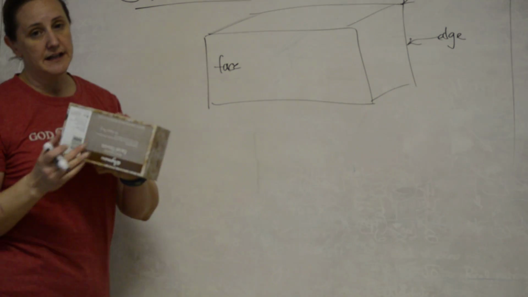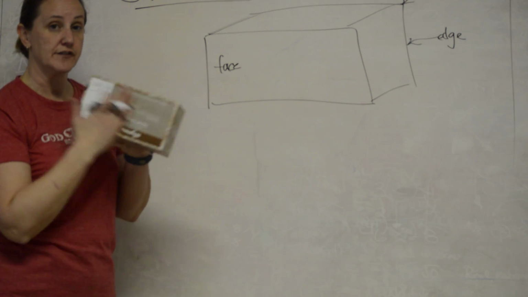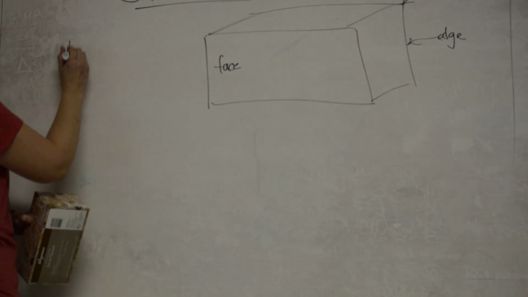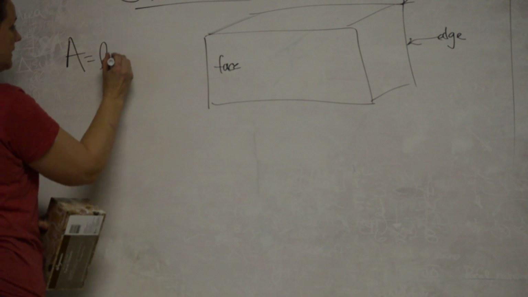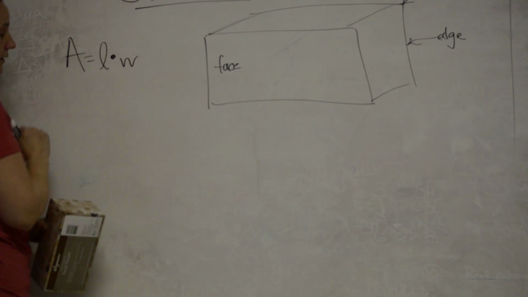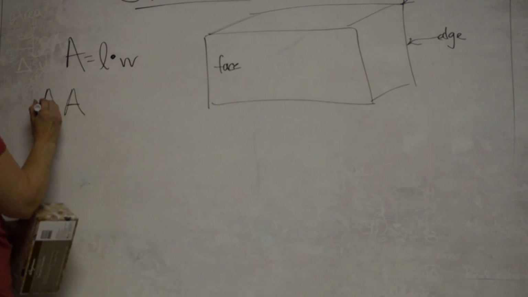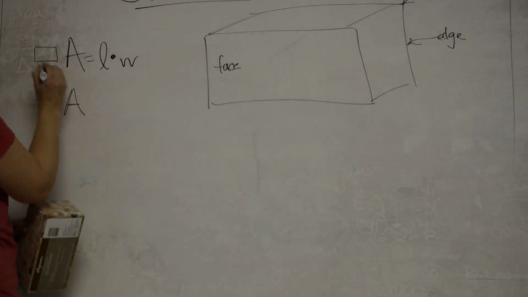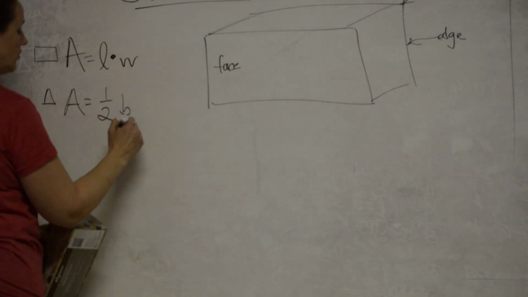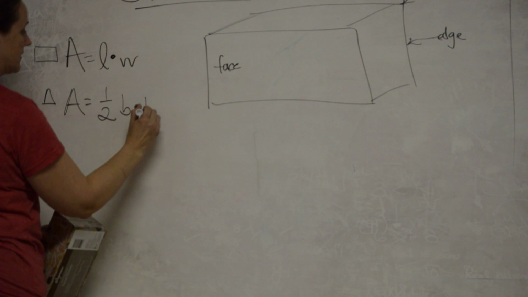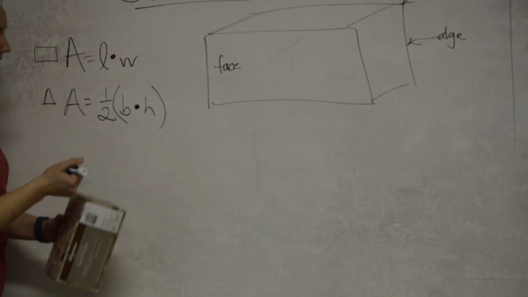In order to calculate the surface area of a solid, we have to know how to find the surface area of a rectangle. And the area of a rectangle is always the length times the width. Okay? That's the area of a rectangle. And the area of a triangle is going to be 1/2 the base, or along the bottom, times the height. Okay? So we do the base times the height, then times it by 1/2.